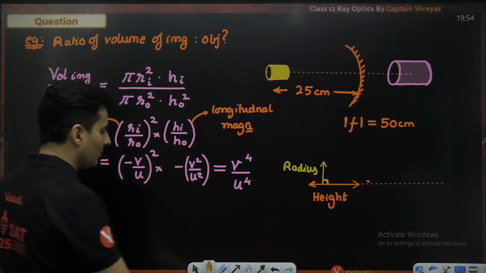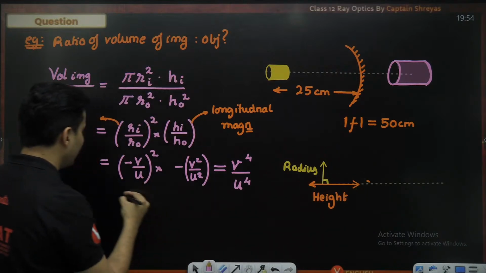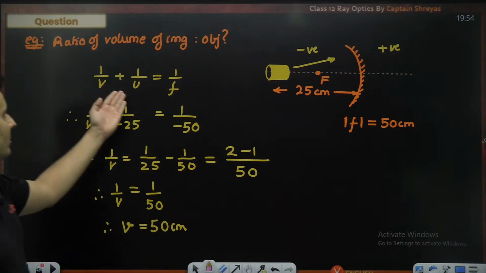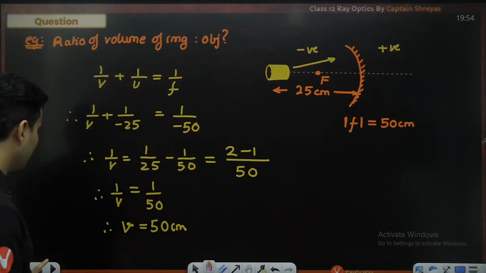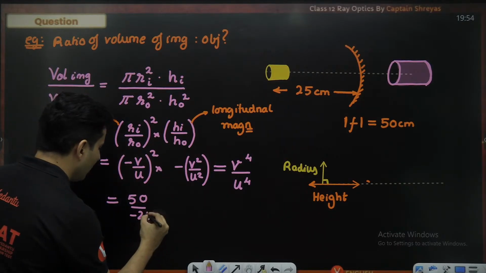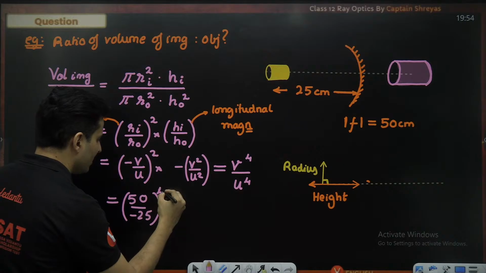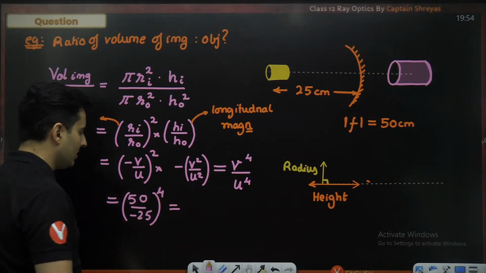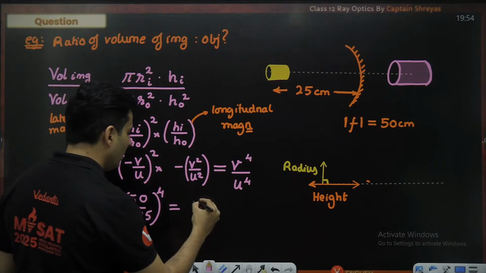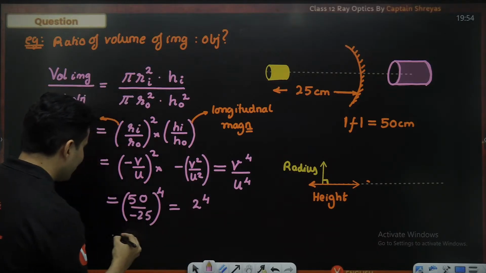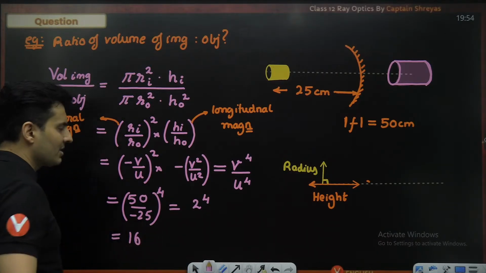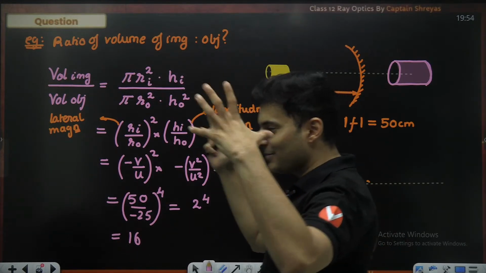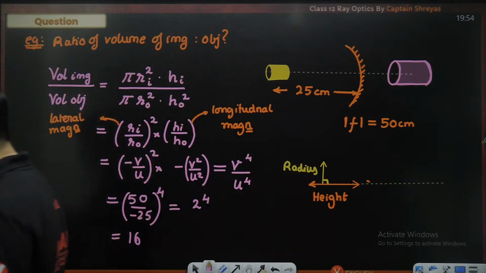Just have to substitute that over here. Nothing more, nothing less. So this will be 50. u, the object distance, is minus 25. Anyways, don't worry about the negative positive signs. We just have to take it to an even power, so it doesn't matter. 50 by 25 is 2. So it will be 2 raised to 4. 2 cube is 8, 2 raised to 4 is 16. So the volume will be made 16 times bigger. Yeah, what a question.